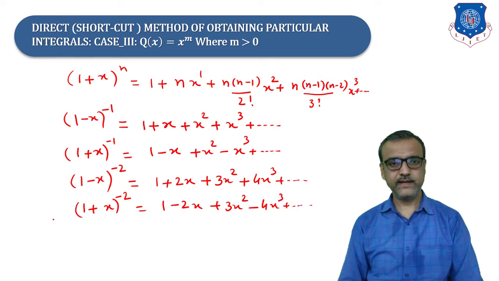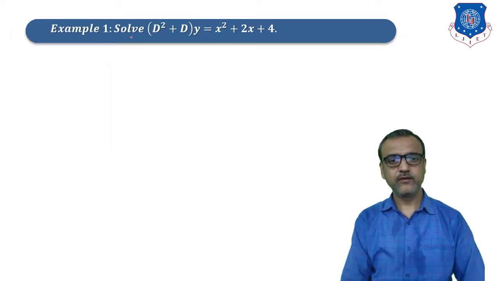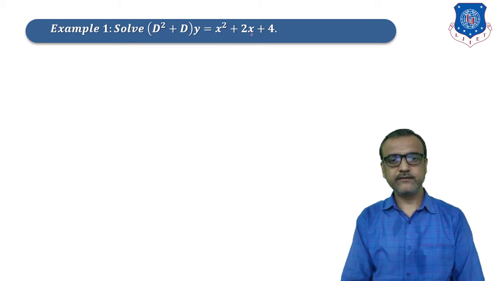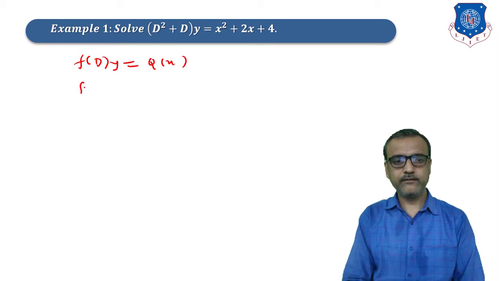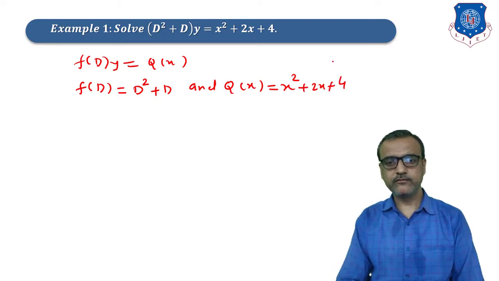Now we will see examples based on this case. That is example number 1. Solve (D square plus D) y equals x square plus 2x plus 4. First of all, we will compare the given differential equation with f of D y equals Q of x. So by comparison, we have f of D equals D square plus D, and Q of x equals x square plus 2x plus 4.